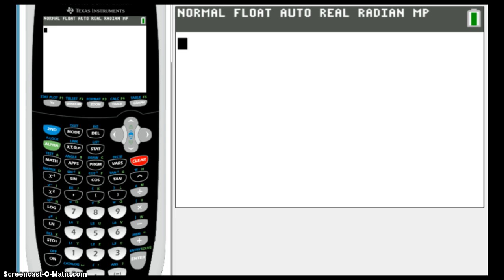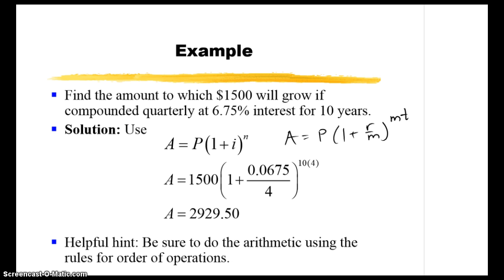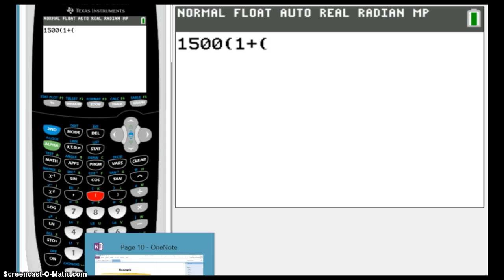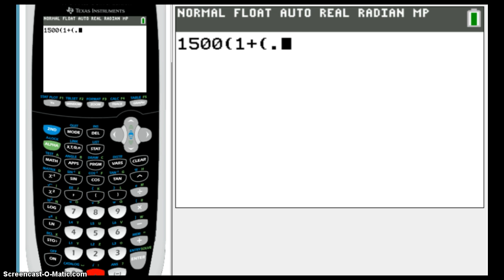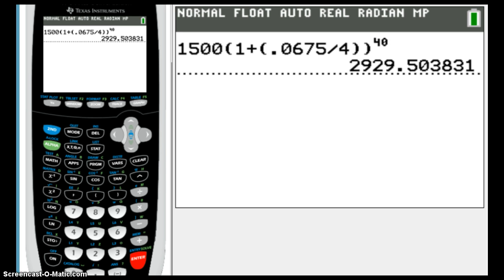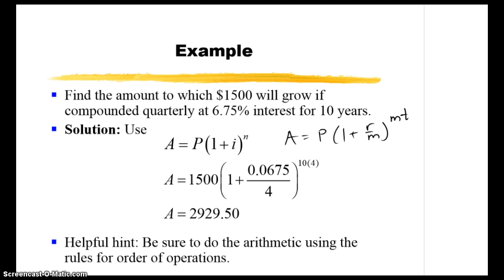In fact, let me quickly show you how to do this on your calculator in case you're having trouble entering this. So once again, what I'm entering is 1500 times the quantity 1 plus 0.0675 over 4 raised to the power of 40. So here I go. I start with 1500. I open a parenthesis, okay? And then in the parenthesis, I'm going to have 1 plus, I'm going to open another parenthesis for my fraction. The fraction was 0.0675 divided by 4. I close the parenthesis for the fraction. I close the parenthesis for the quantity, and I raise this to the 40th power. Right, I could do 4 times 10, but I know that that's just 40, so I could just do that in my head. And that's how I get the answer, 2929.50. Right, that's what we had here.